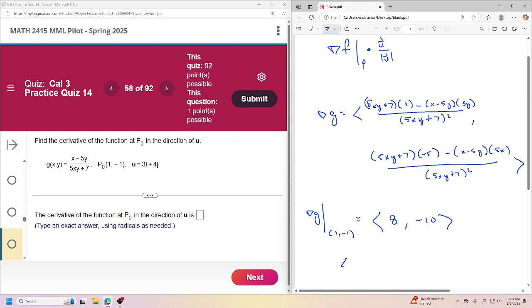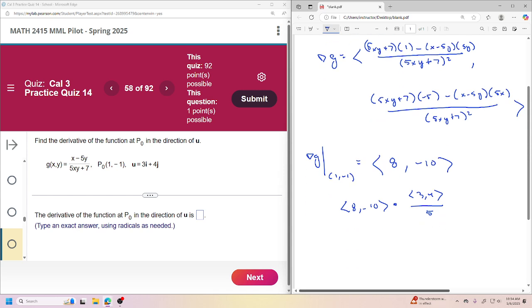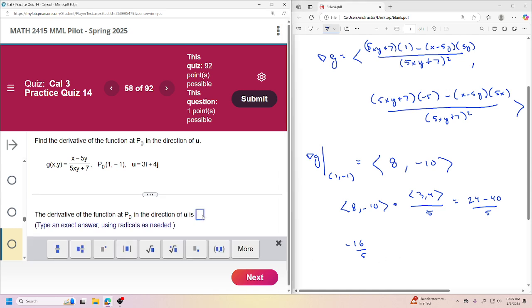And then I need to dot that with 3, 4. And the magnitude is 5. Very good. Special triangle. I know, right? And so then we got 3 times 8 is 24, and then minus 40, all over 5. That would be -16 over 5. I guess that's it there.